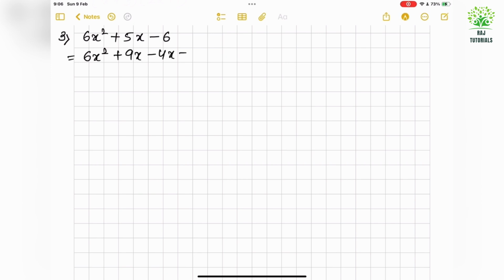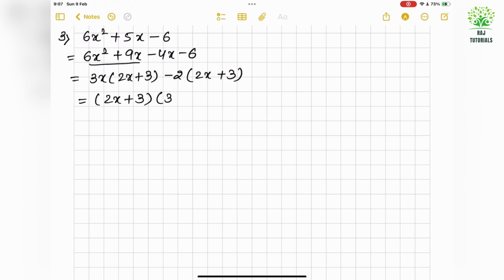6. So from the first two I am taking 3x common, so 2x plus 3, and from the second two I am taking minus 2 common, so 2x plus 3. So now from both of them I am taking 2x plus 3 common, so the other bracket will be 3x minus 2. So I can say my factors are 2x plus 3 and 3x minus 2.